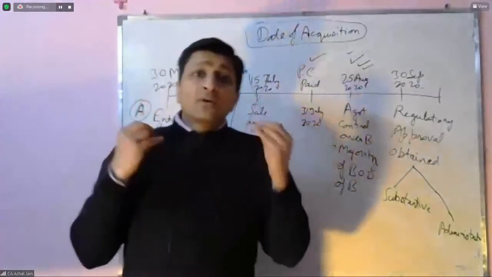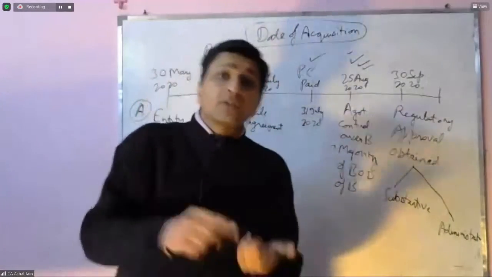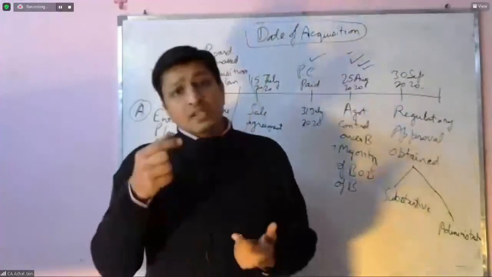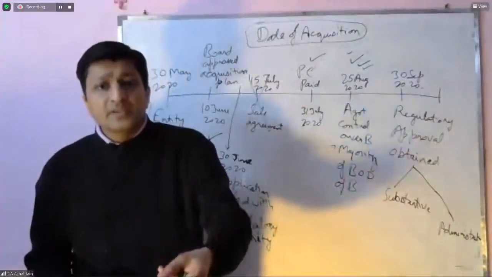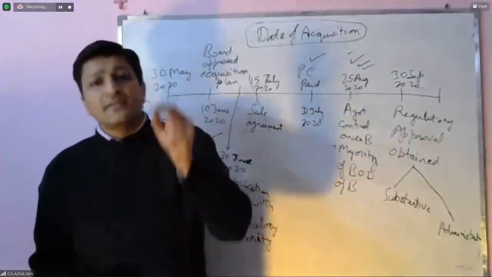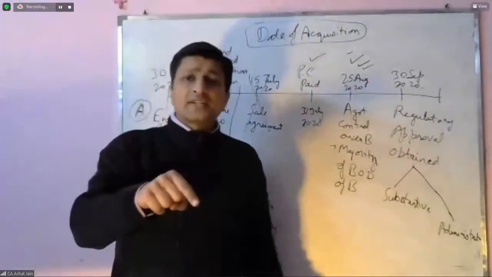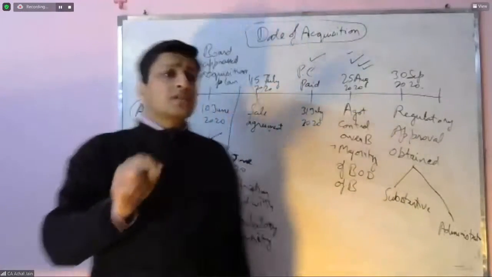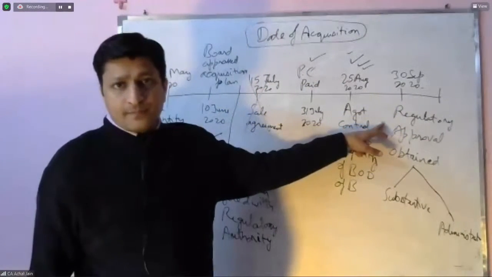But if we are not sure whether the regulatory approval will come for this business combination, for this acquisition, then it is not considered to be only administrative; it is considered to be a substantive condition. In such a case, we cannot do business combination accounting till the time regulatory approval is obtained.